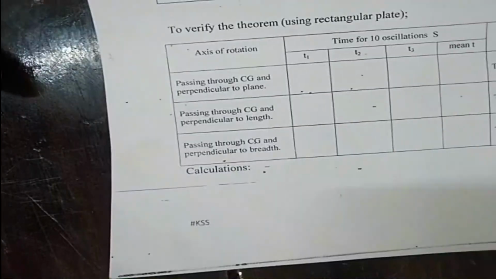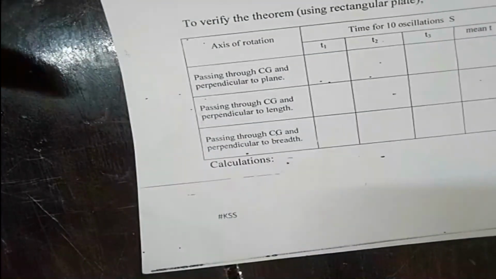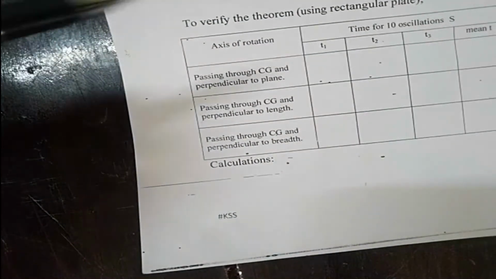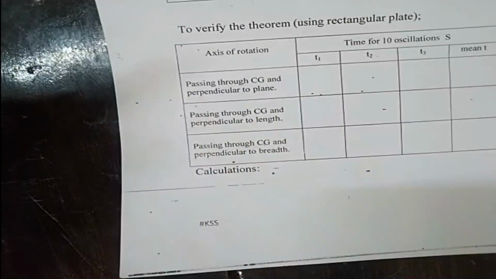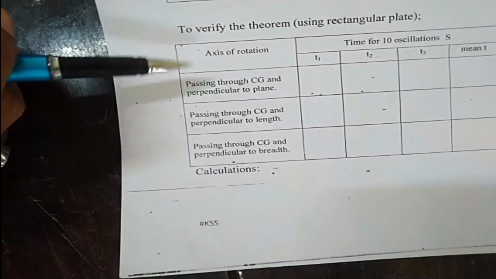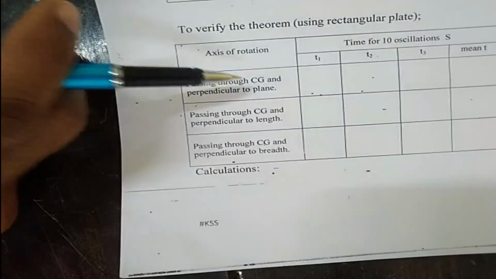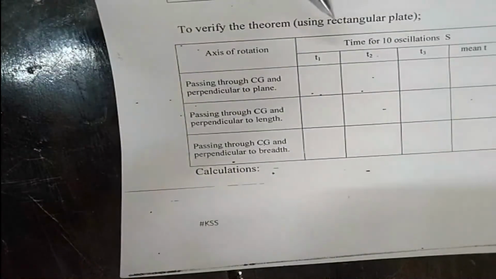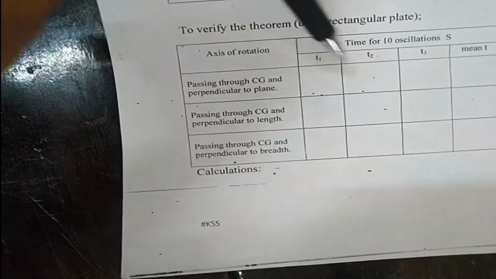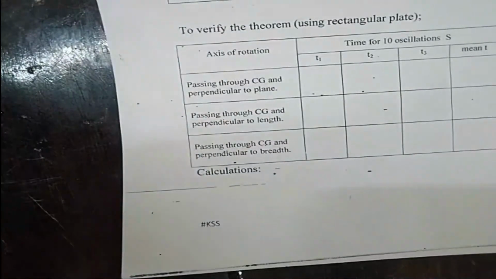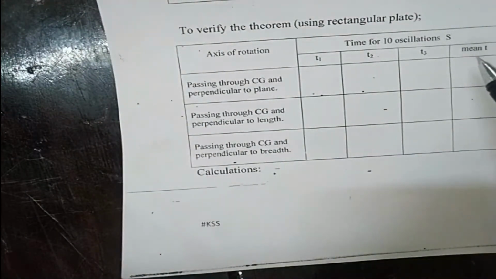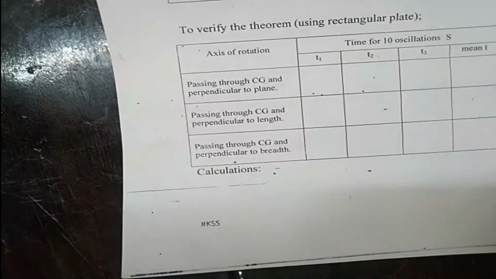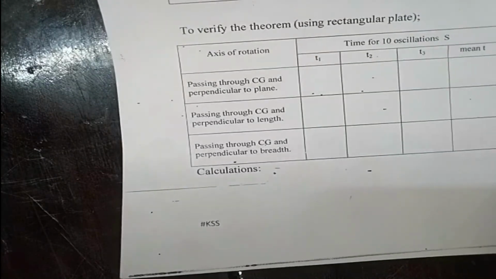To verify the perpendicular axis theorem, we are considering a rectangular plate. You look at three different axes. The first trial is passing through the center of gravity and perpendicular to the plane. Suspend it that way and find the time taken for 10 oscillations, T1, T2, T3, and then calculate the mean value T. Again calculate the period, capital T, that is small t divided by 10. That is called Tz.